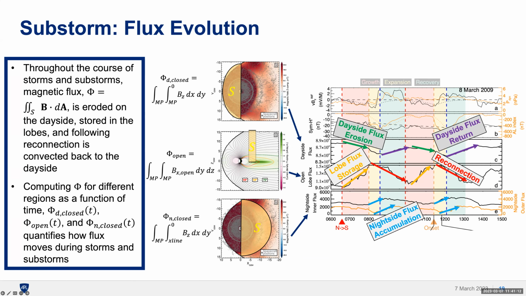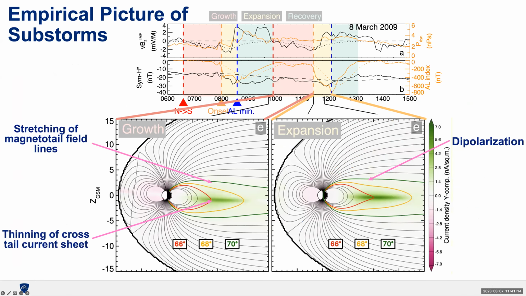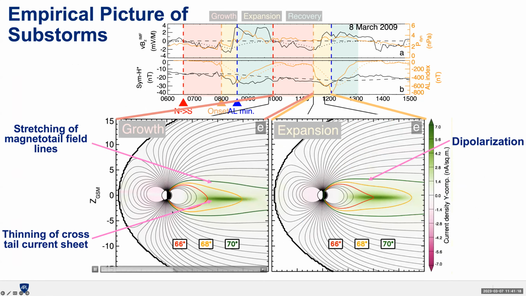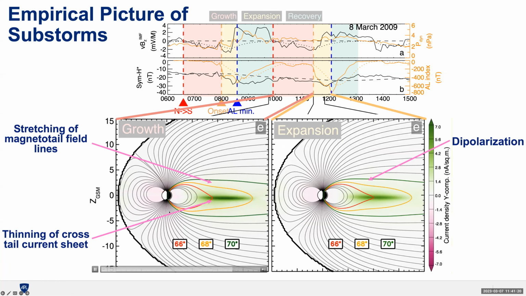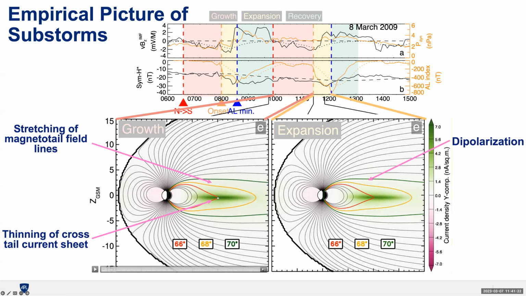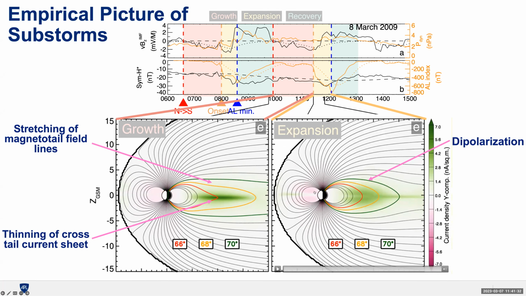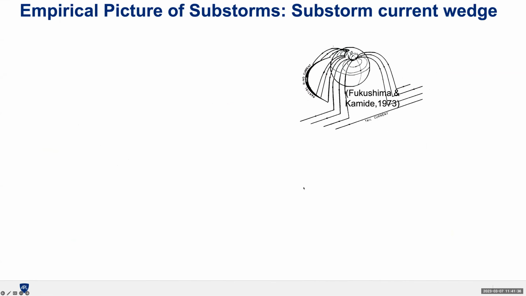recovery phase. So here's just showing a movie of the growth and expansion phase. So you can see during the growth phase here, the magnetotail gets stretched. This thin current sheet becomes stronger and stronger until we reach the expansion phase, and then everything rapidly dipolarizes. So we can see we're resolving these main features of substorms.